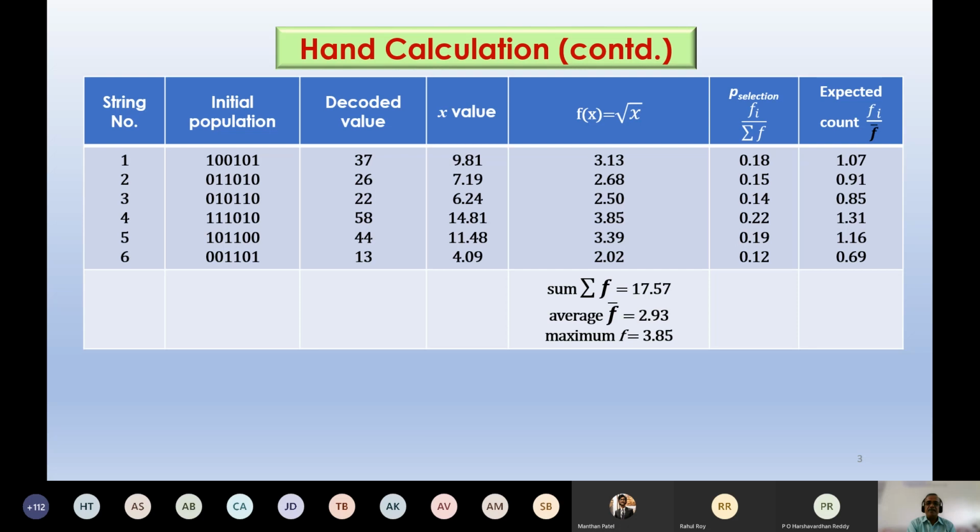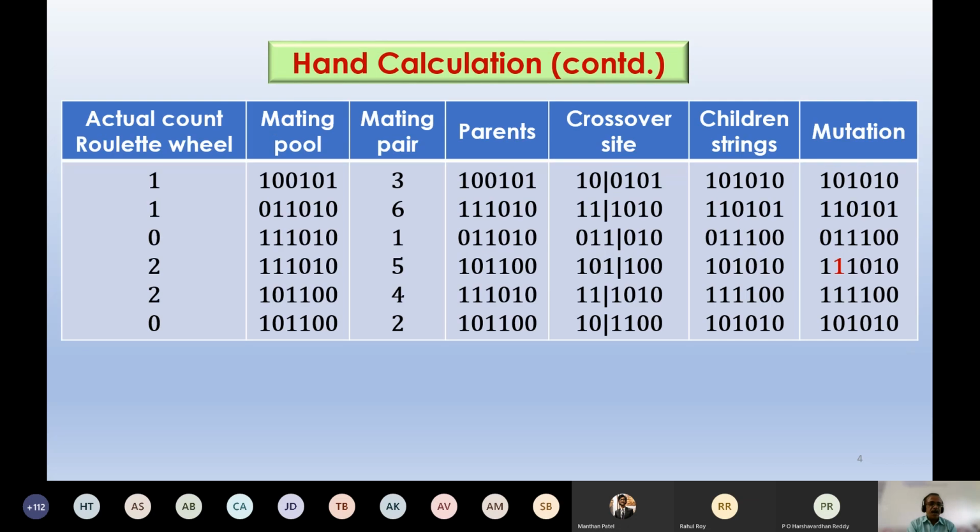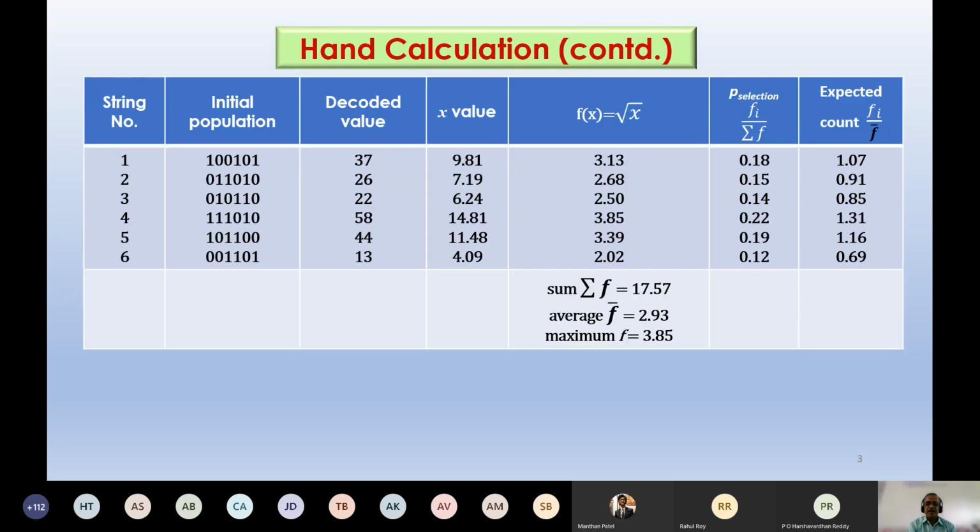So this is nothing but the fitness information for the whole population. And once you've got the fitness information for the whole population, I can find out the sum of fitness. The sum of fitness is nothing but 17.57.